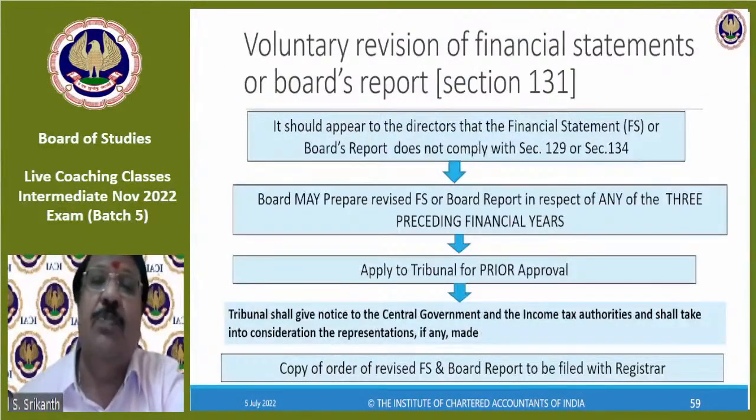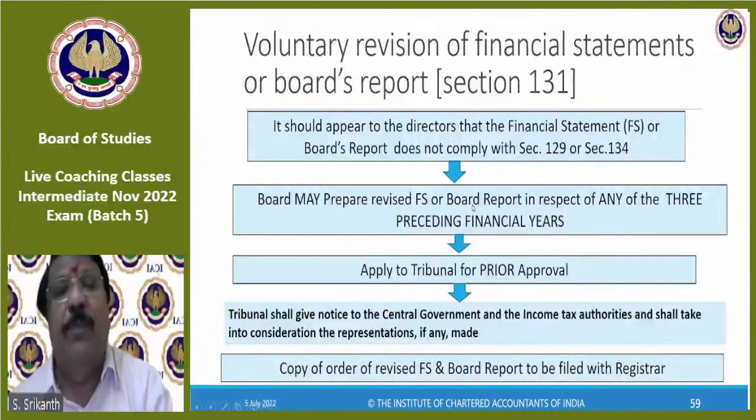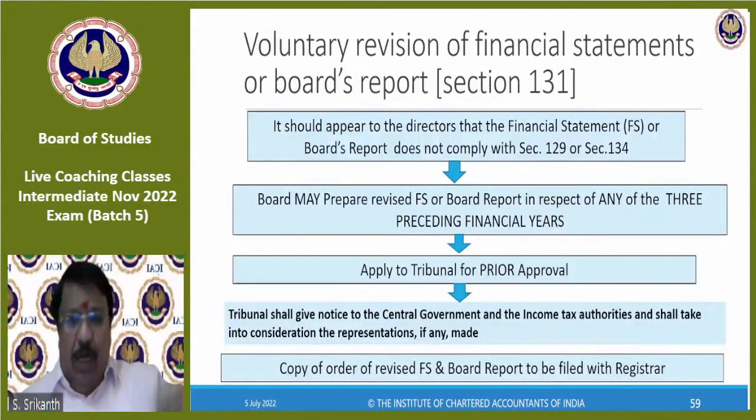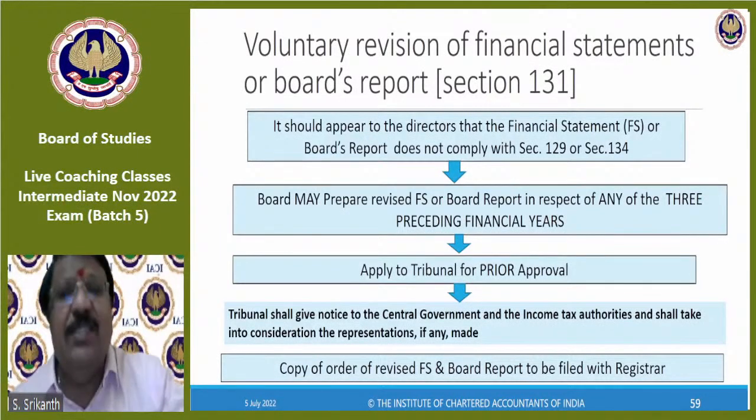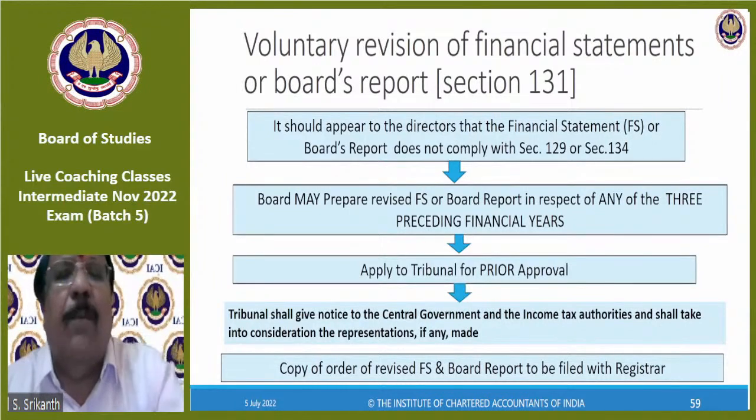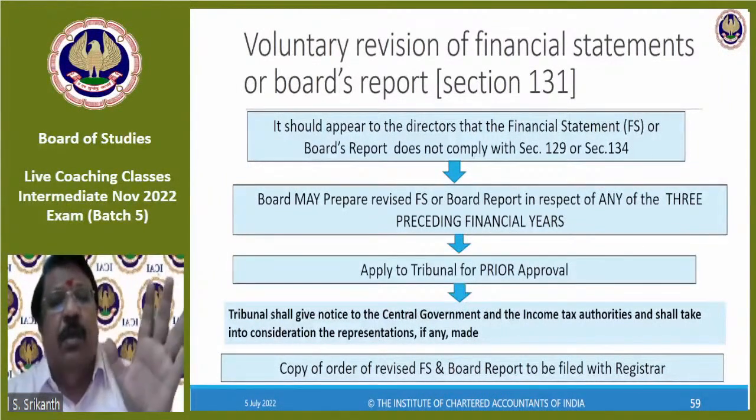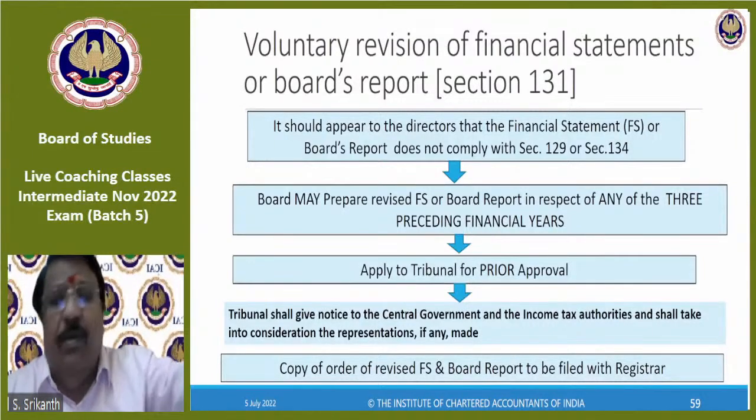See, voluntary revision is possible only in respect of the 3 preceding financial years. So we are now in the 22-23 financial year. So the preceding financial years are 19-20, 20-21, 21-22. Three preceding. So I can revise these 3 in case there is a non-compliance with section 129 or 134. I can revise the accounts and the board report for these 3 years.